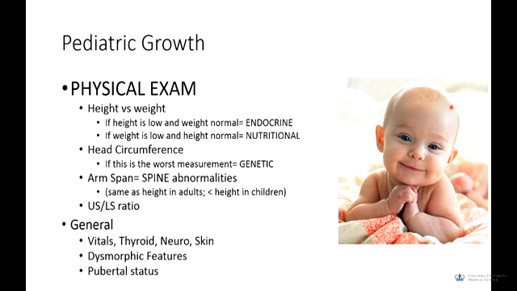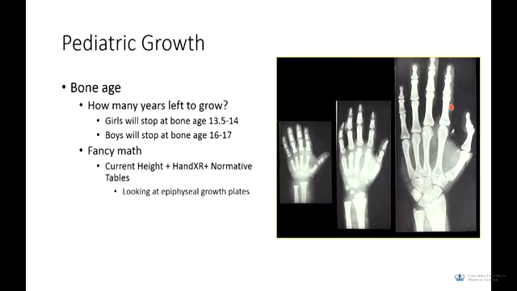All right, arm span, you can have spine abnormalities, and upper segment and lower segment ratio, that would be something that you want to consider for like achondroplasia, where the upper and lower segments, we'll talk about that later, but those are disproportionate. Next, you want to think about bone age.